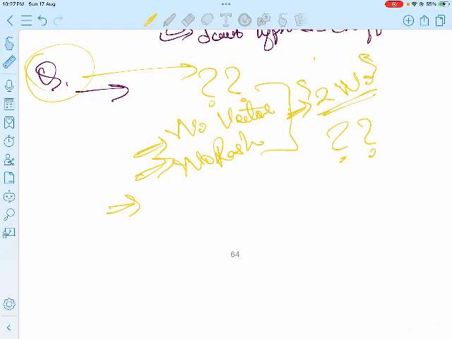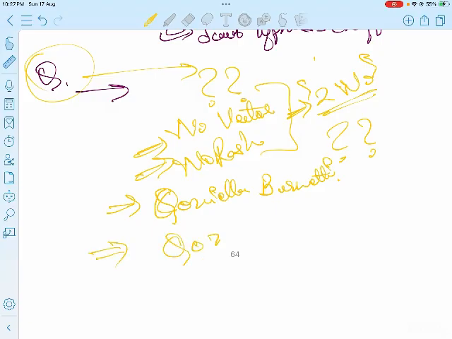Then the causative agent is Coxiella burnetii. We know that the causative agent is Coxiella burnetii. So instead of C, we can write its spelling as Q. So Coxiella burnetii is the causative agent of Q fever.